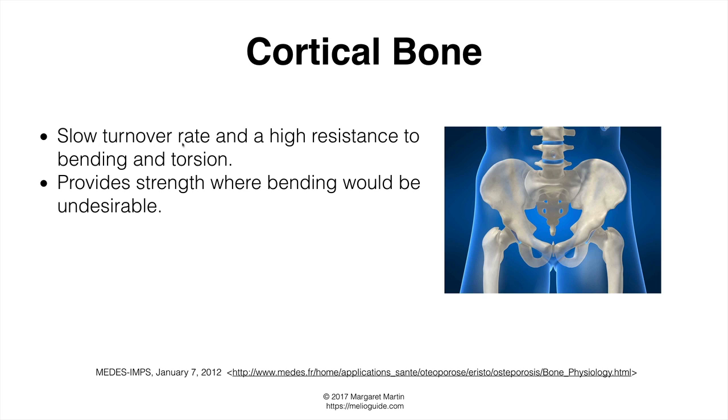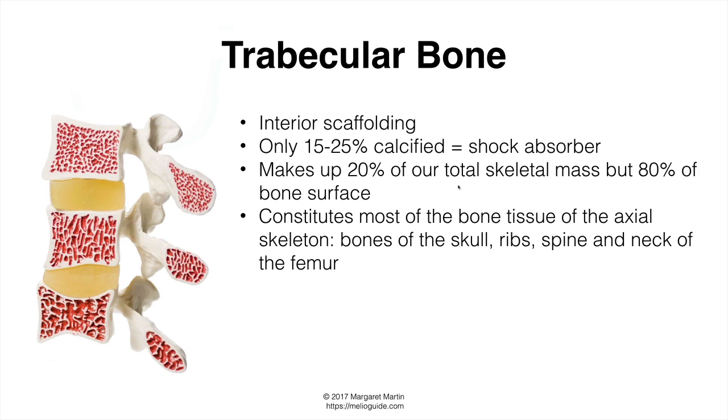Cortical bone has a slow turnover rate, has a high resistance to bending and torsion. It provides strength where bending would be undesirable. So if you think about areas of the body, when you're jumping, you don't want a lot of bending in the long bones of your lower legs, your upper legs. When you're doing push-ups or taking a lot of load through your upper body, you don't want your humerus or your radius and ulna to be doing a lot of bending. That shock absorption is the role of the softer bone within our body, or trabecular bone.